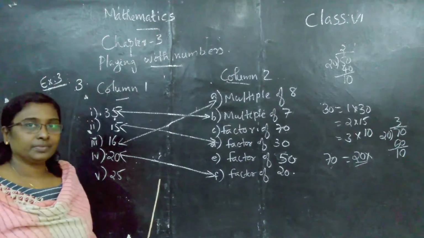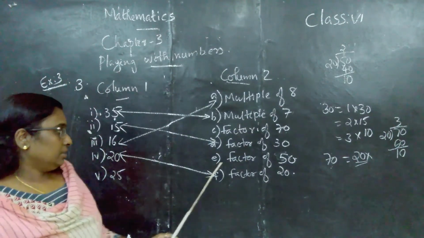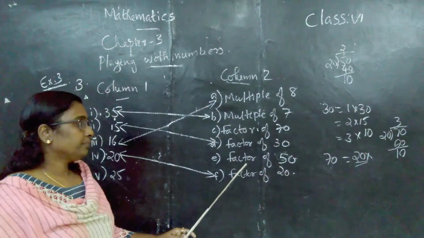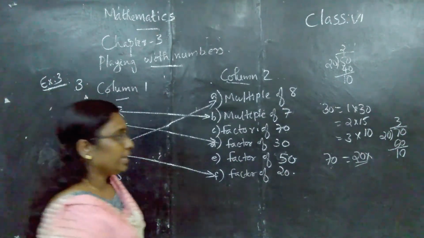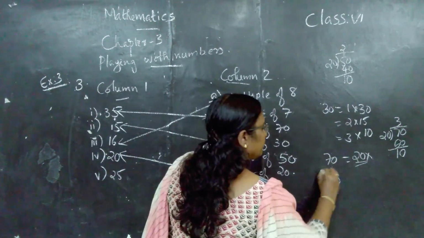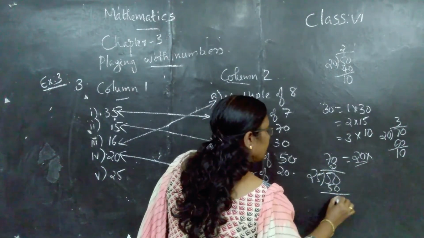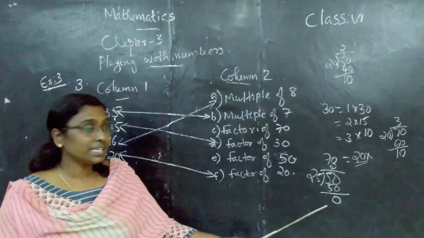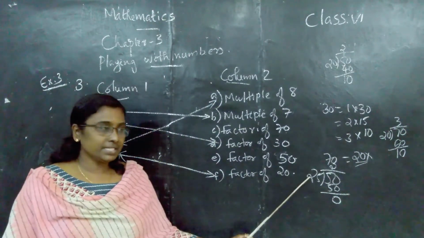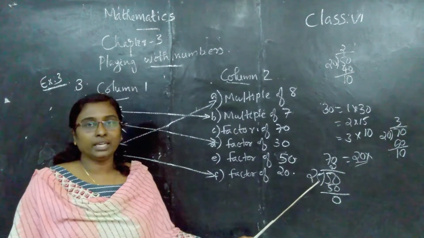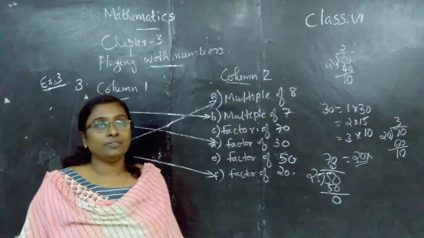Then 25. Is 25 a factor of 50? 50 divided by 25 is 2 times 25. We get the remainder 0. So 25 is an exact divisor of 50. Therefore, 25 is a factor.